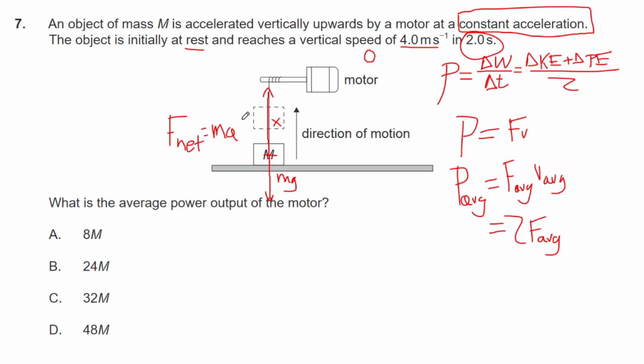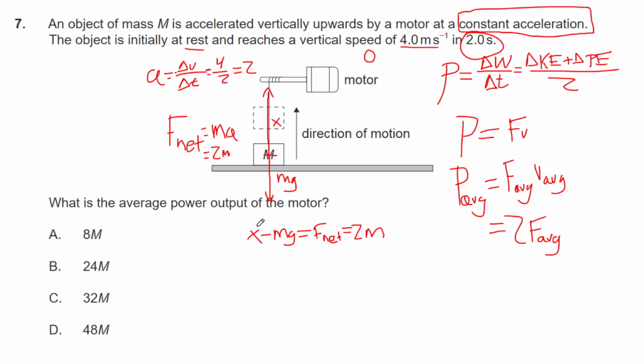So we need to find the acceleration, this constant acceleration. And acceleration is equal to the change in velocity over the change in time. The change in velocity, well, 0 to 4, means the change in velocity is 4, and the change in time is once again 2, so our acceleration is 2. So force net is 2m. Now, we can also write force net as x minus mg, and force net is what we just found, 2m.